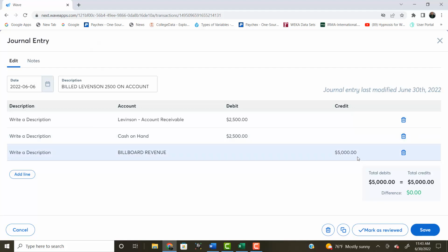Now, I don't have to have received the cash for it to be charged to revenue. That's called accrual accounting. And it's a requirement for all companies that are traded on the New York Stock Exchange or any of the other exchanges for that matter. It's a required thing, okay? So we start out using accrual accounting. Notice that my total debits are 5,000, my total credits are 5,000, difference is 0.